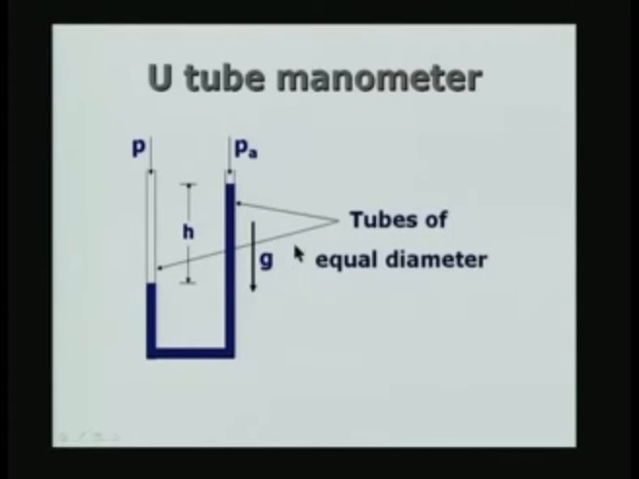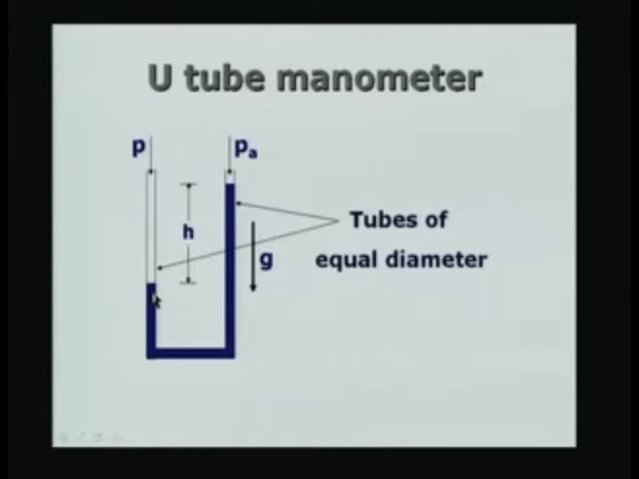And let us look at the principle of operation of this. We have two tubes of equal diameter, the gravity is acting in the lower direction like here, and when I apply a pressure difference, P is the pressure to be measured, Pa is the pressure which is the atmospheric pressure which is acting on the other limb. So, we have a liquid which is filling this tube, and this liquid is called the sealing liquid, it is also called the manometer liquid.